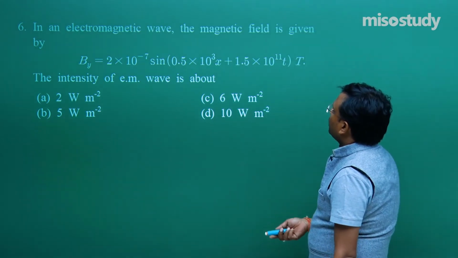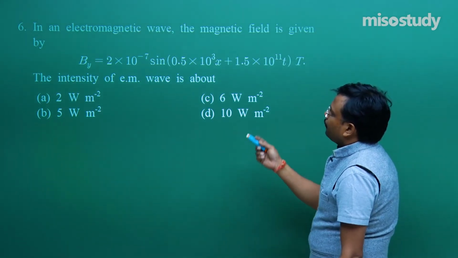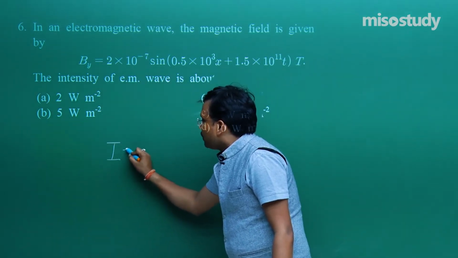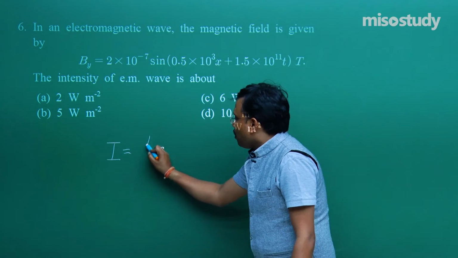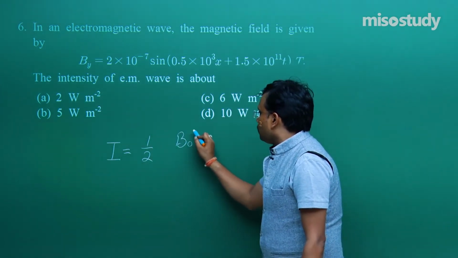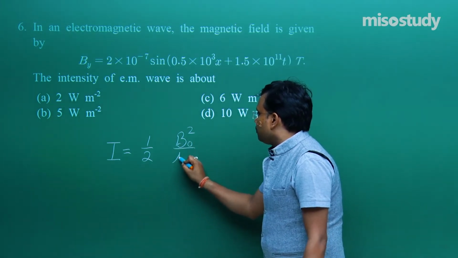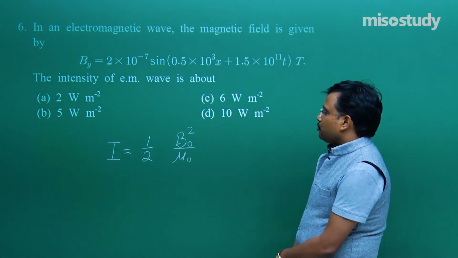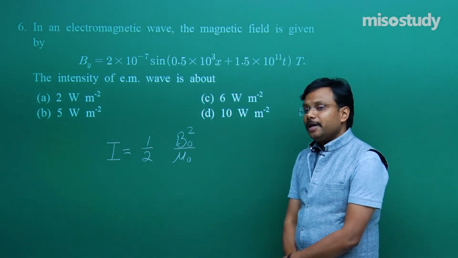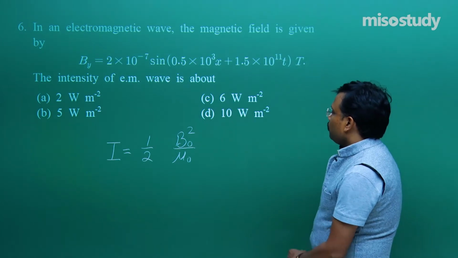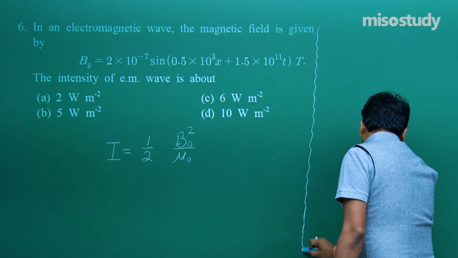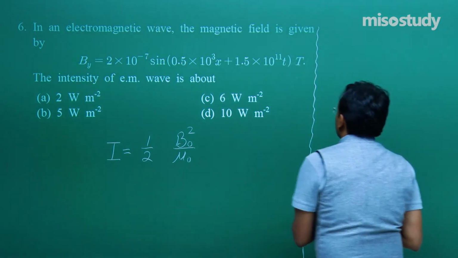Now let us try to find out the value of this intensity. So let me mention the formula over here. Intensity is 1 by 2 B naught square upon mu naught. Fine. I is equal to half B naught square upon mu naught. This is the general formula of intensity. Now we will put the values over here and try to solve it.